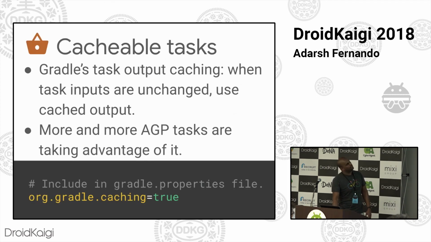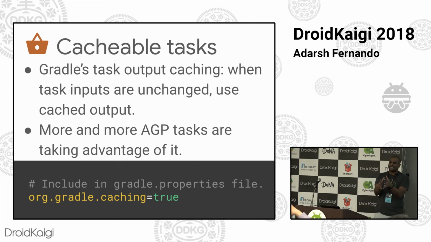Right. So okay, and then cacheable tasks. Okay, I lied. This one you have to do a little bit of work. You have to add this into your properties file. But cacheable tasks. So Gradle introduced a bunch of APIs so that you can actually mark for a given task, here are the inputs to that task. Okay, and then you can actually mark here are the outputs for that task.